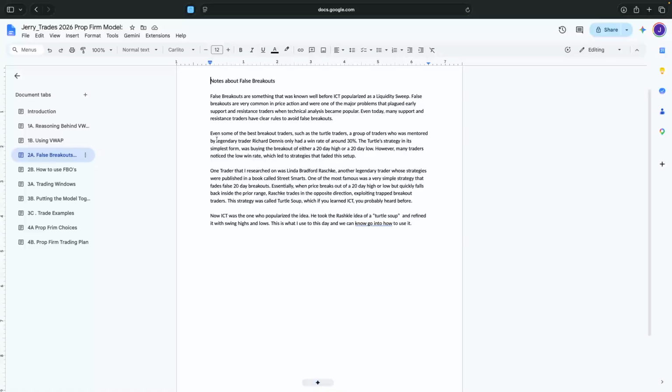So if you don't know, obviously I think most of y'all know, ICT popularized the idea of a false breakout a lot with his turtle soup, liquidity soup, whatever you want to call it, right? But they were actually very well known before ICT ever came in. So if you don't know, where ICT gets the name turtle soup is from these groups of traders called the turtles.